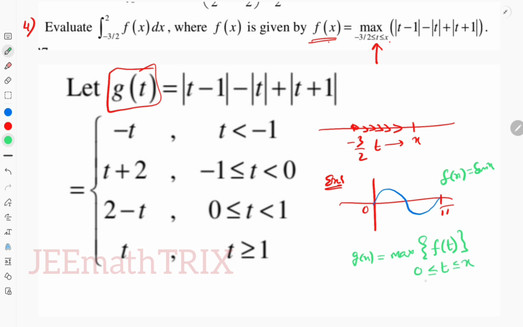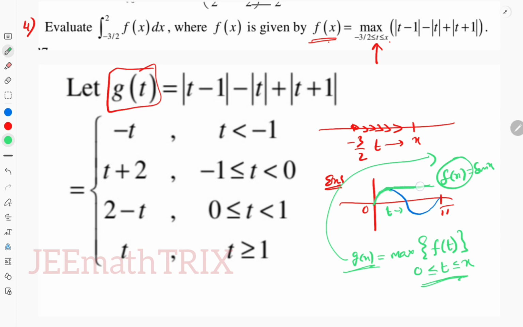So t is running between 0 to x. That means as t is moving, as long as it is increasing, the g also follows f. G follows f as long as it is increasing, because the moment it reaches a maximum point, it will maintain that maximum only. It will never come down. So once it reaches the maximum value 1, after that it will be flattened. The graph of g will be flattened. It will never come down.